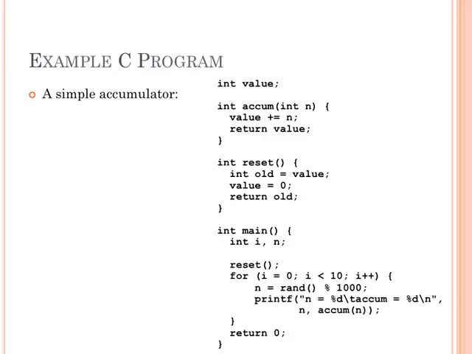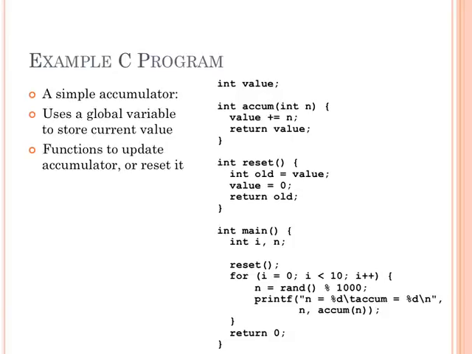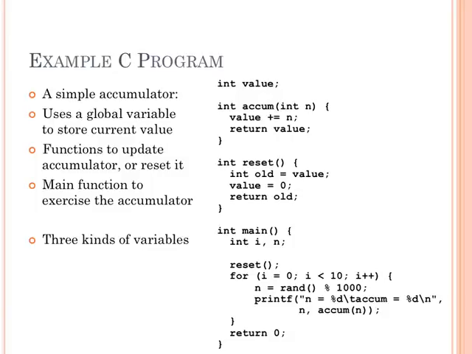And then our main function is just really simple. Generate a whole bunch of numbers, a whole bunch, I guess, being 10 numbers from 0 to 999, and print out what the value is, and then stuff it into our accumulator. Okay? That's all our program does. It's really straightforward. So we have a global variable, we have functions, and a main function to exercise the accumulator. That's basically what I just said.